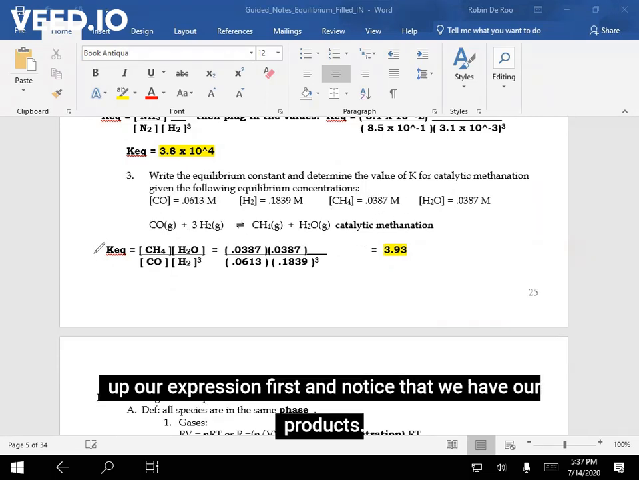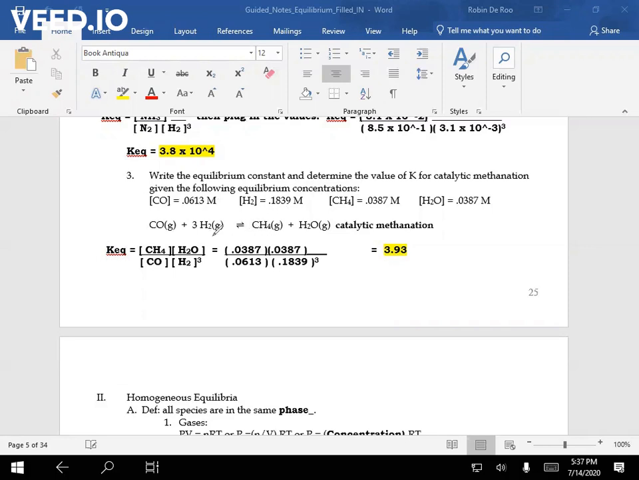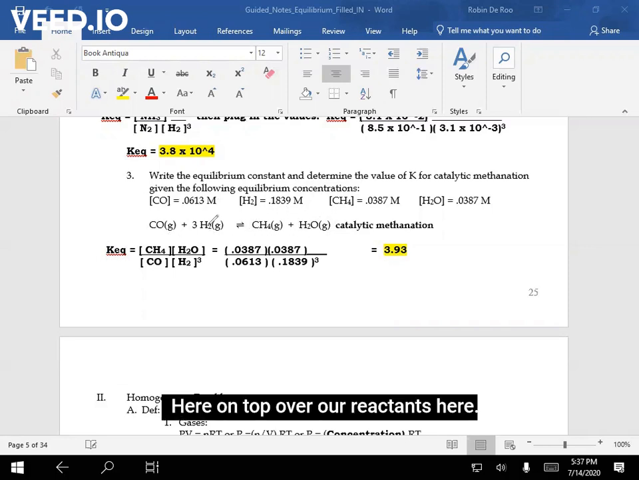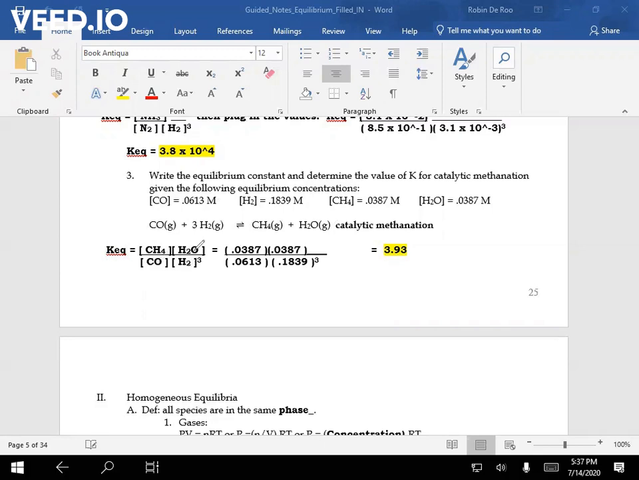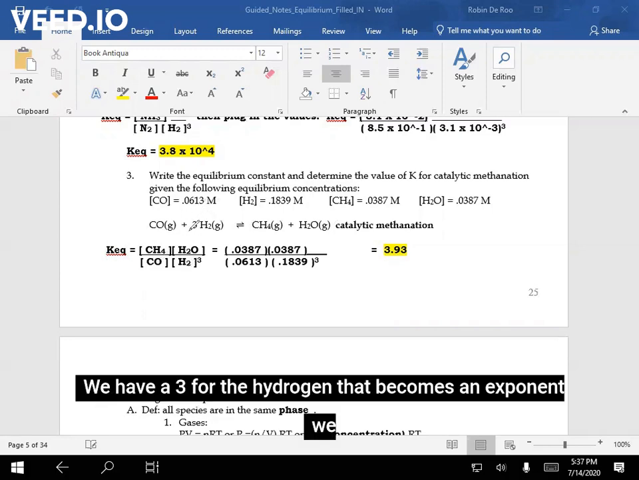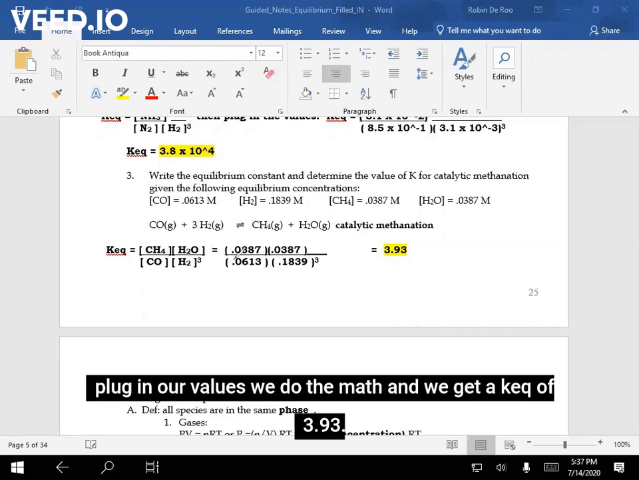So we set up our expression first, and notice that we have our products here on top over our reactants here. We have a 3 for the hydrogen. That becomes an exponent. We plug in our values, we do the math, and we get a Keq of 3.93.